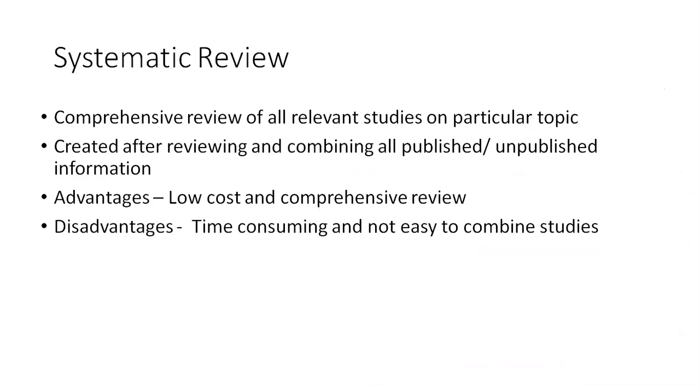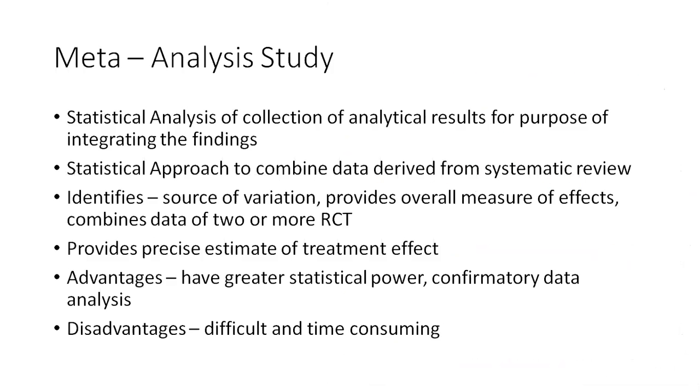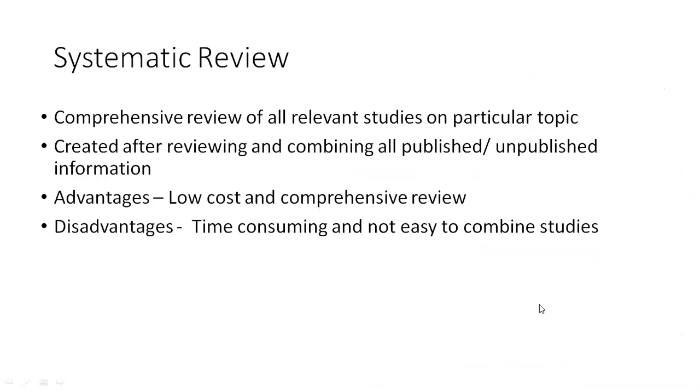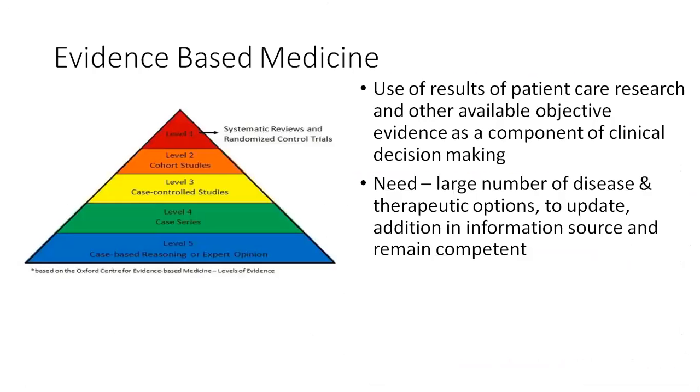So, coming to the systematic review, this is a comprehensive review of all the relevant studies on a particular topic, and it combines all the data that is published or unpublished. Now, the advantage is that it is low cost and comprehensive as compared to meta-analysis. If we go back to meta-analysis, it had a greater statistical power. Out here we are just trying to have a comprehensive review, and the disadvantages are that this is time consuming and it is always not easy to combine various studies.